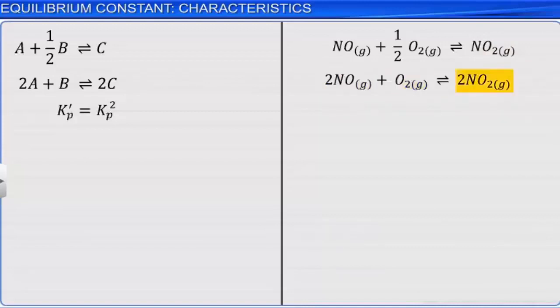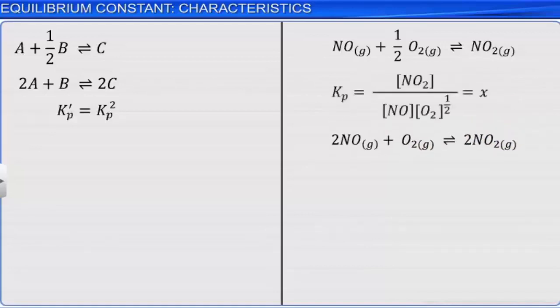The equilibrium constant for the reaction of 1 mole of gaseous nitric oxide and half a mole of gaseous oxygen combining reversibly to form 1 mole of gaseous nitrogen dioxide may be written as Kp is equal to concentration of nitrogen dioxide divided by the product of the concentrations of nitric oxide and oxygen raised to the power of half, is equal to, say, x.